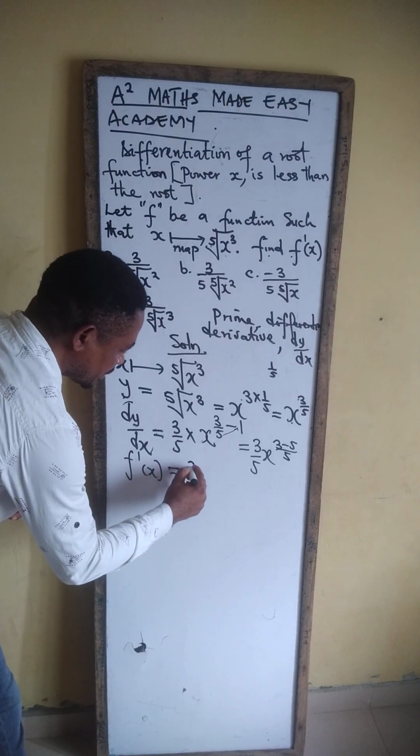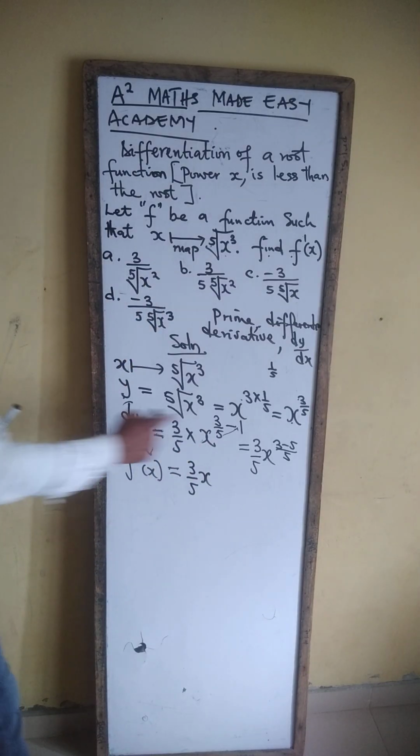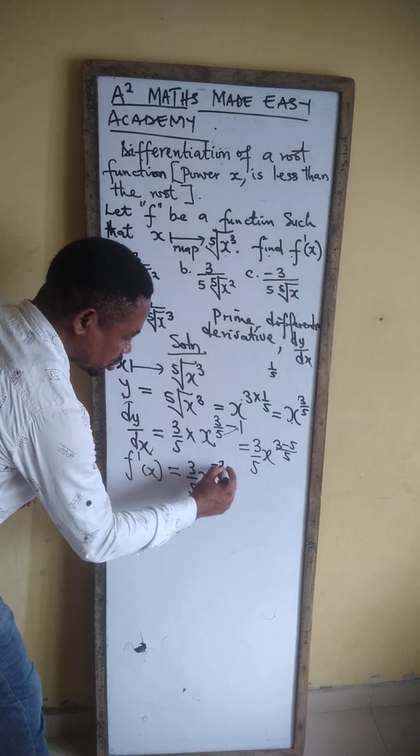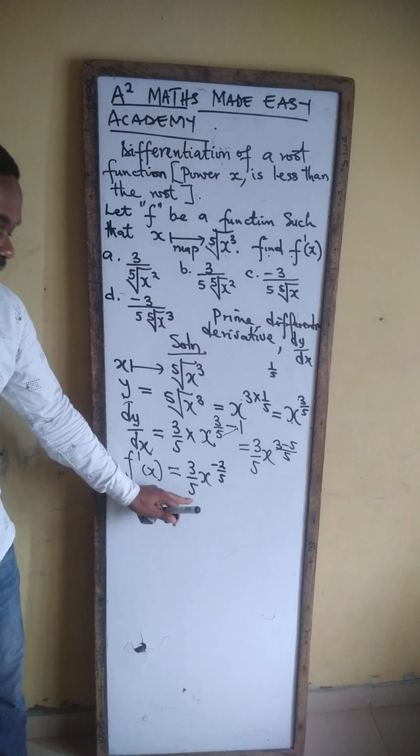What remains here now is 3 all over what? 5 followed by what? X. Then looking at the power, here is 3. 3 minus 5 will give us minus 2. Then all over what? 5. Now I would have stopped here as the final answer.